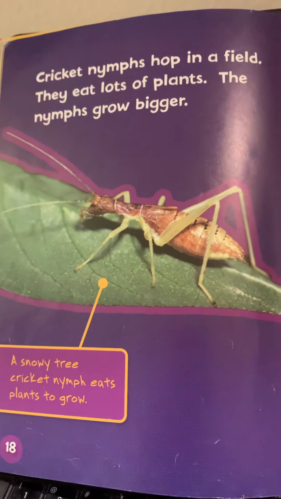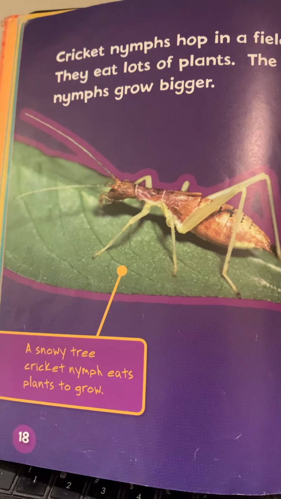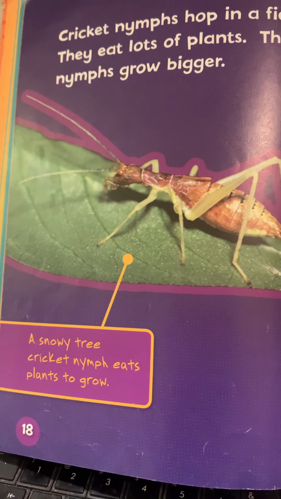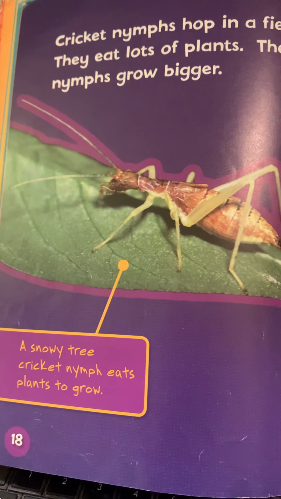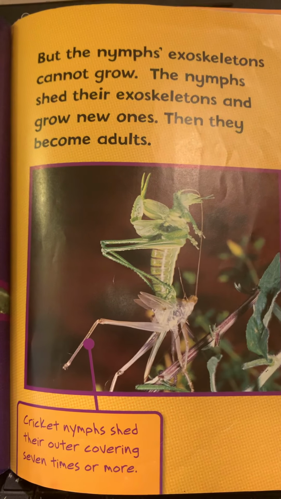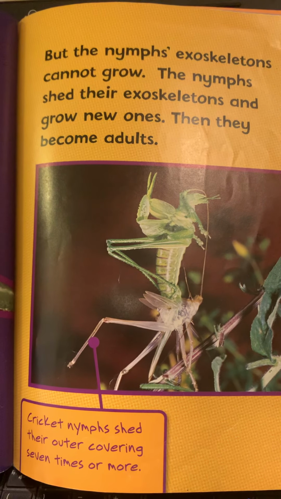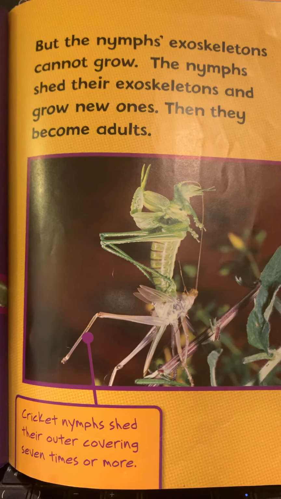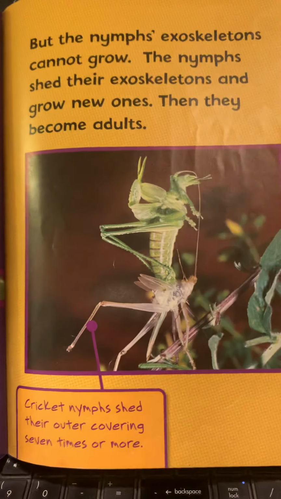Cricket nymphs hop in a field. They eat lots of plants. The nymphs grow bigger. This is a snowy tree cricket, and it's eating plants to help it grow. But the nymph's exoskeleton cannot grow. The nymphs shed their skeletons and grow new ones. Then they become adults. Cricket nymphs shed their outer covering 7 times or more.